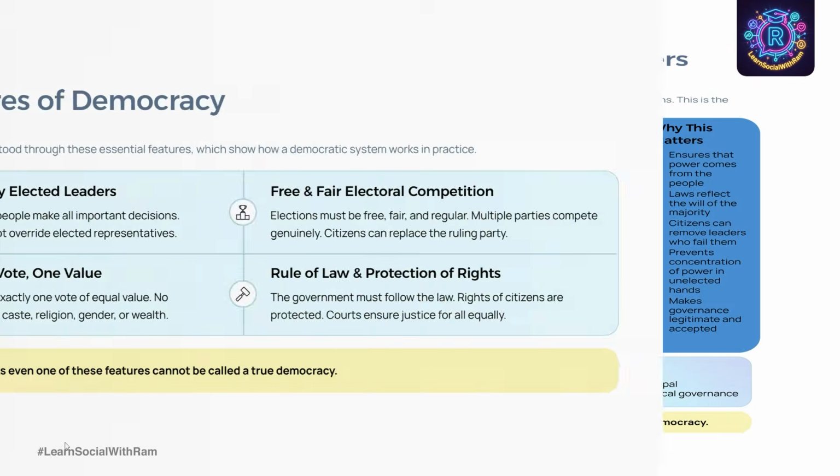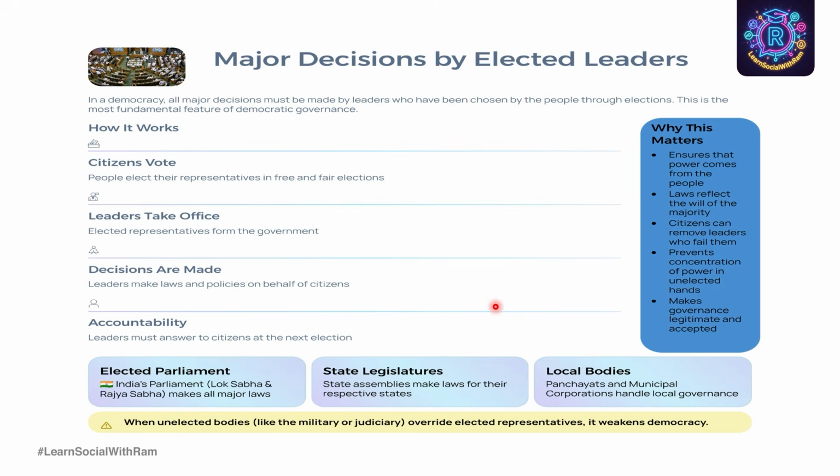The first feature of democracy is major decisions by elected leaders. In a democracy, the major decisions must be taken by leaders who are elected by the people. For example, people vote, the leaders get elected, and those leaders make the important decisions. Step 1, citizens vote and choose their representatives. Step 2, the winning candidates form the government and take the responsibility. Step 3, the elected government makes laws, policies, development plans. Decisions are made, and these decisions affect the citizens.